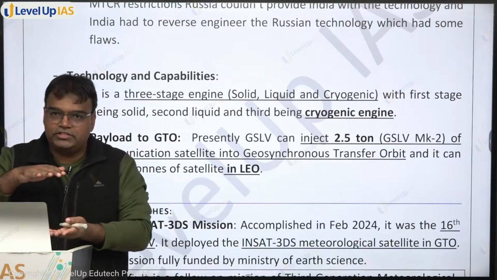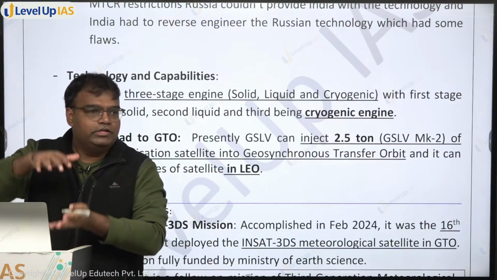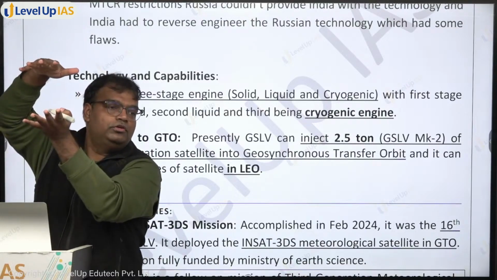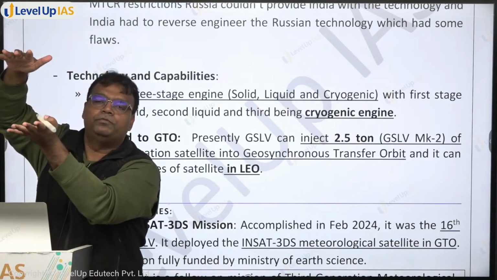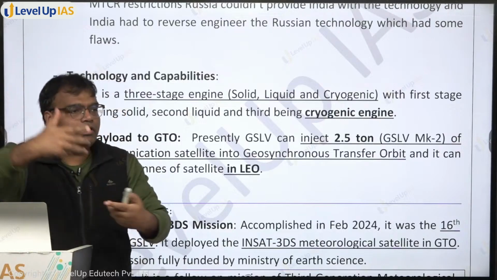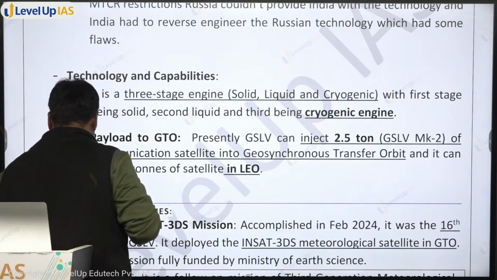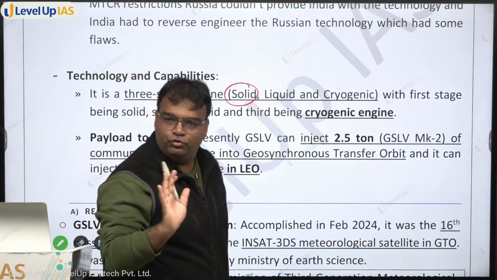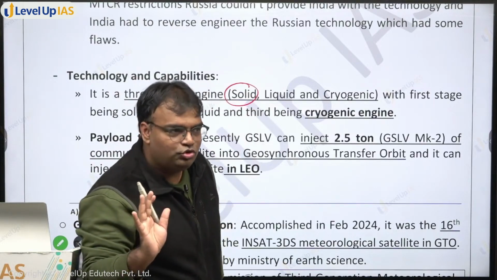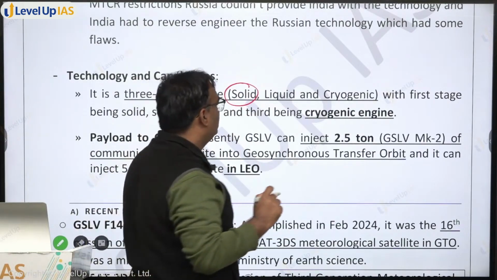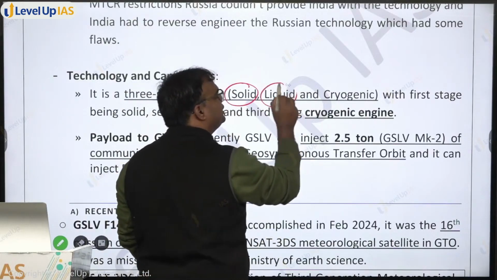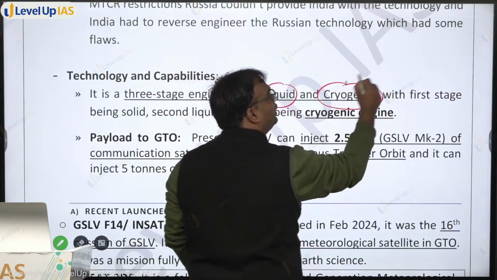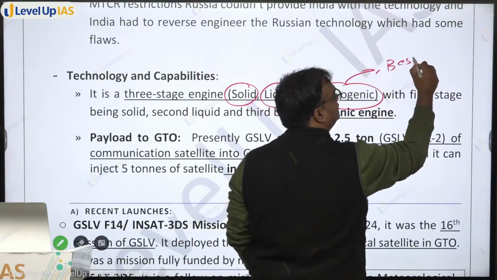GSLV का first stage is using what fuel? Solid fuel. Second stage is using what fuel? Liquid fuel. Third stage is using what fuel? Cryogenic, which is also liquid fuel. Cryogenic fuel is also liquid fuel. But let's understand. देखो, शुरू में we'll need a lot of thrust. Solid fuel makes sense. शुरू में we'll need a lot of thrust. Solid fuel makes sense. उसके बाद we need some specific impulse, etc. But you'll say, sir, why cryogenic? Because cryogenic fuel has best specific impulse.